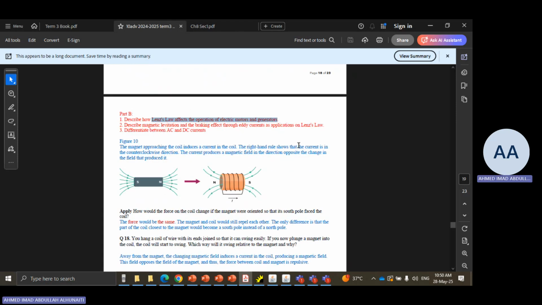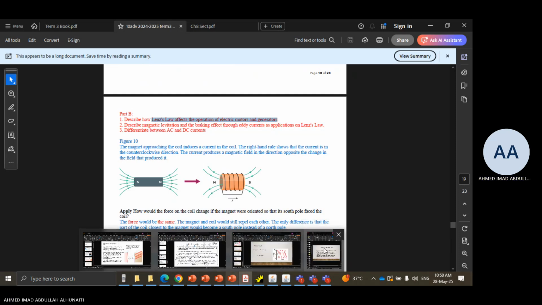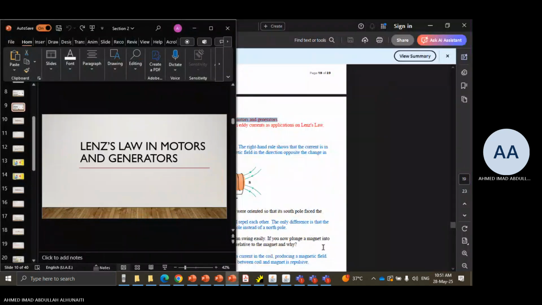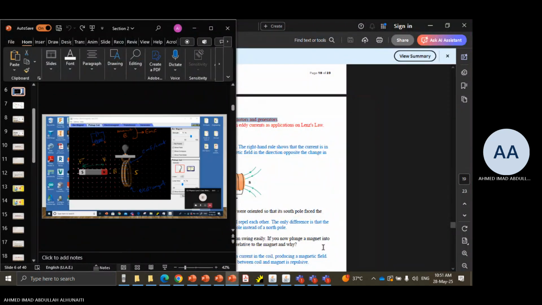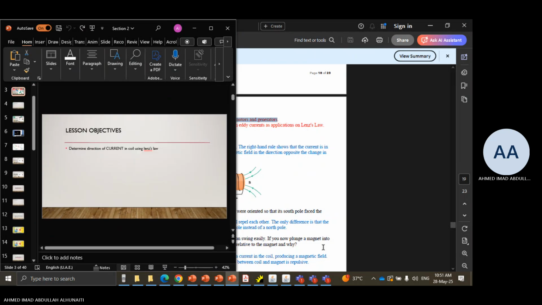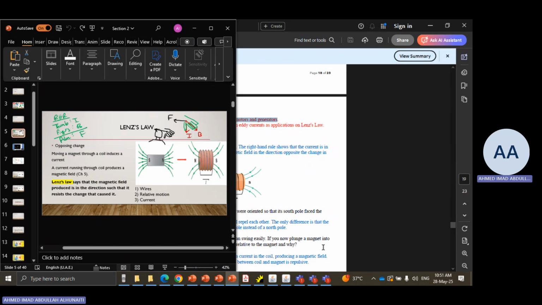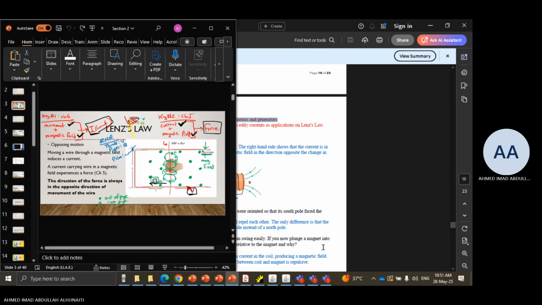Motors and generators, braking effect and Lenz's law. This is quite straightforward. I'll not get into Lenz's law in a coil. That is just way too complicated for the time being.